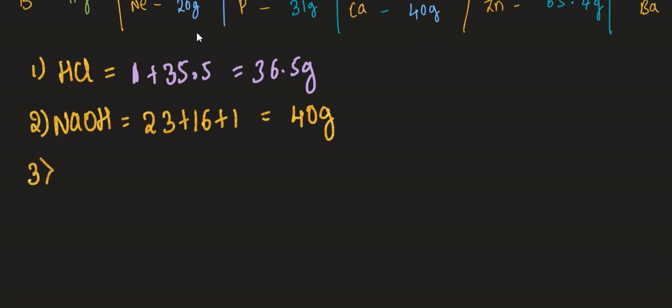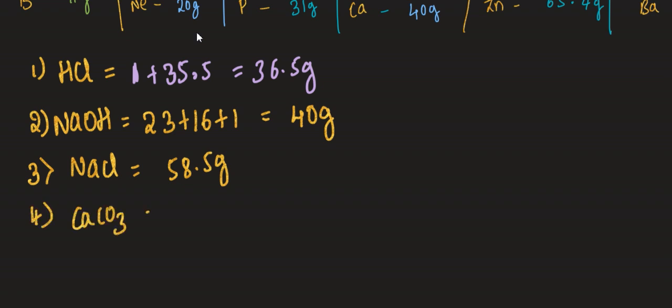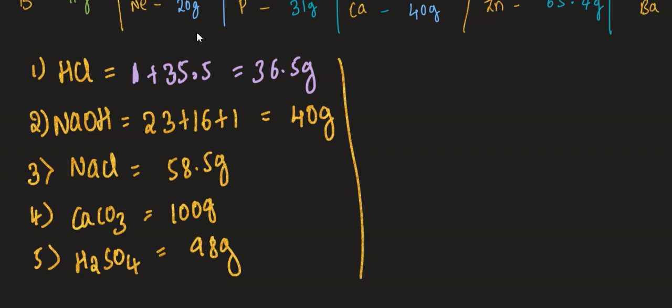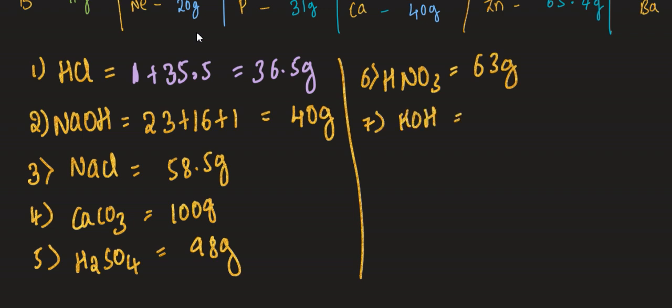Now I'm directly going to write. Next one is NaCl, which is 58.5 grams. Fourth, calcium carbonate, which is 100 grams. Fifth, H2SO4, the frequently used sulfuric acid, which is 98 grams. Sixth, HNO3, which is 63 grams. Next, KOH, which is 56 grams.